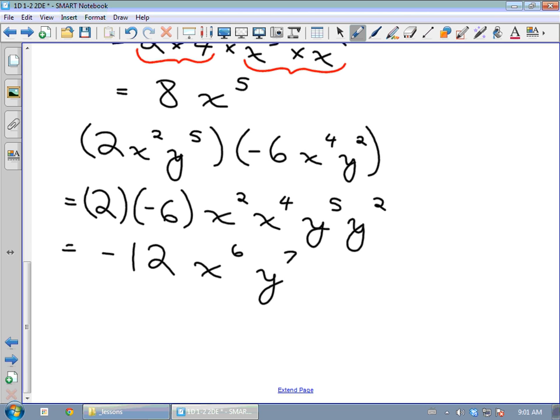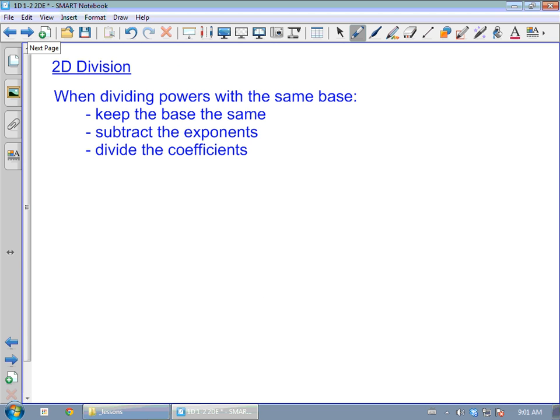Now, division is going to be very, very similar. Again, we'll start with the rule, and then we'll look at some examples. So when dividing powers with the same base, again, we keep the base the same, but instead of adding the exponents, we subtract the exponents. And then instead of multiplying our coefficients, we divide the coefficients, again, if we have any.